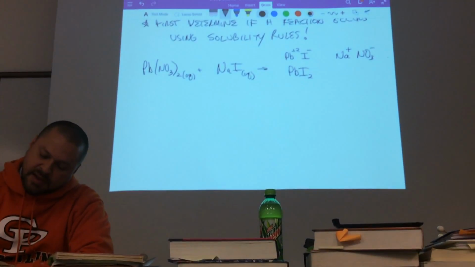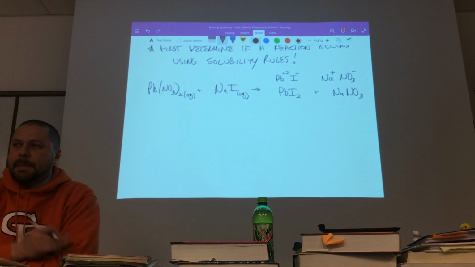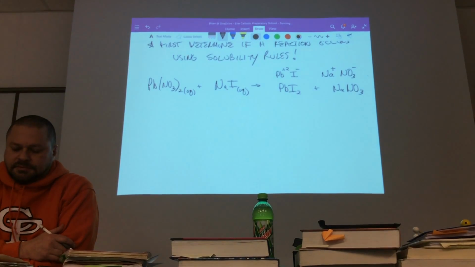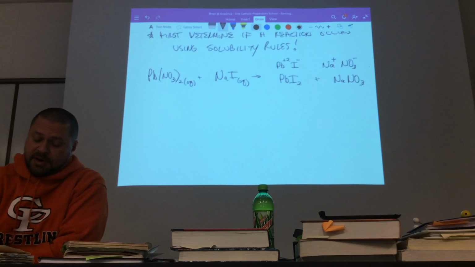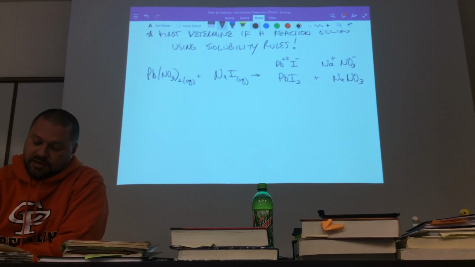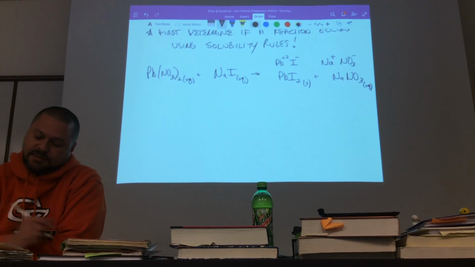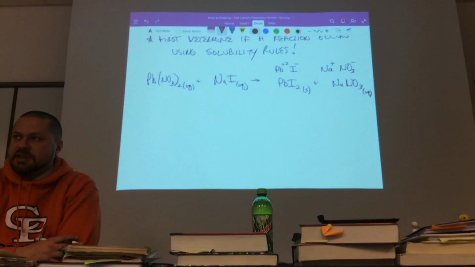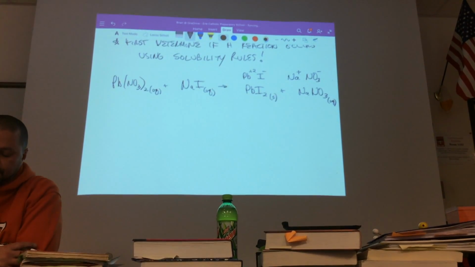Crisscross, I get PbI2, and I get NaNO3. So I crisscross. I already looked up my states, and when I looked them up, I found out that PbI2 was the solid and NaNO3 was the aqueous. PbI2 was an exception to a soluble rule. NaNO3 followed a soluble rule.